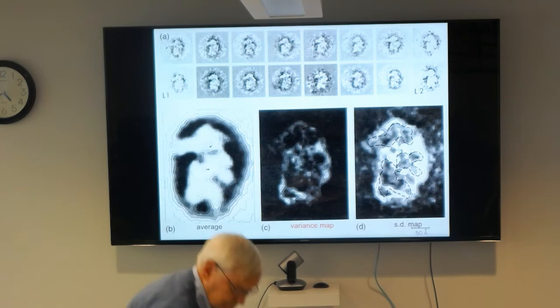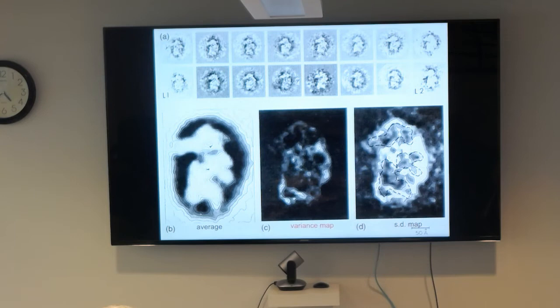So the lesson from this is: look at your variance map. If something is not kosher, look at the variance map. It might tell you an amazing amount of information. It might tell you that there is something not enough classified. You might have a local variability that indicates that you may have to go further in the classification.